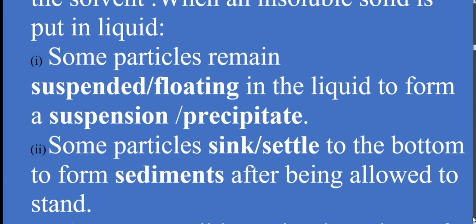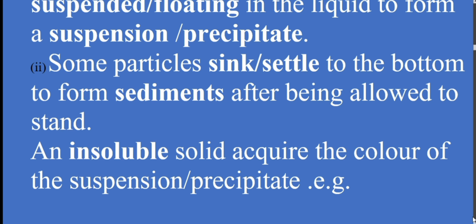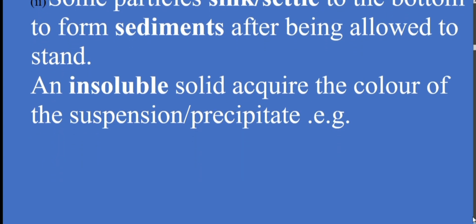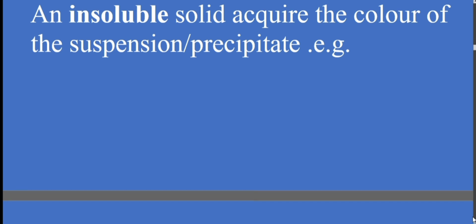So after stirring, we allow it to settle for some time. Then we see that some particles form at the bottom, and some are floating. The ones floating are the ones forming the suspension. An insoluble solid gives its color to the suspension or precipitate. For example, in our case, we have a precipitate of soil, a precipitate of maize flour, and a precipitate of lead 2 iodide.